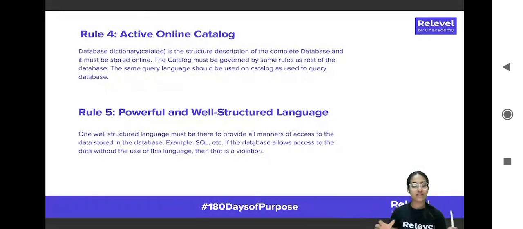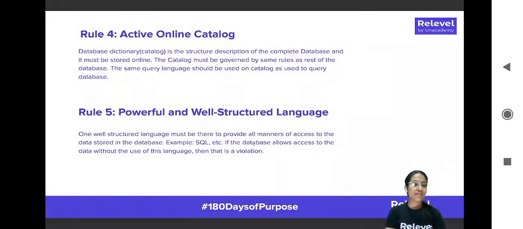So the catalog is nothing but a description of what exactly your database is, right? And what exactly the description is for each and every table of the database. What structure and schema are you following? That is rule number 4, active online catalog. Remember, the catalog is nothing but a database dictionary. Then we have rule number 5.